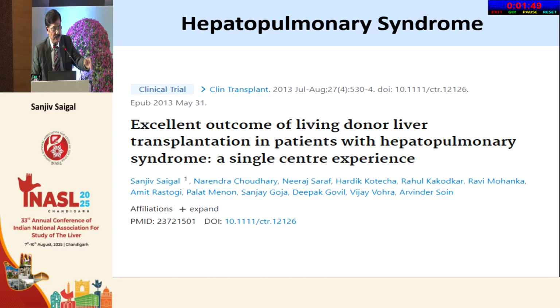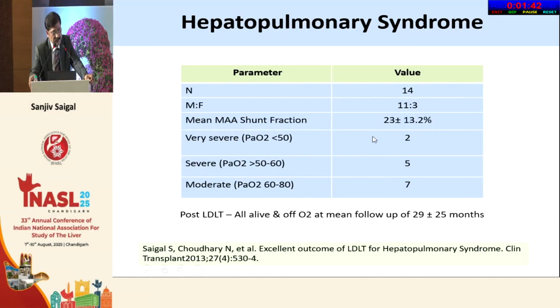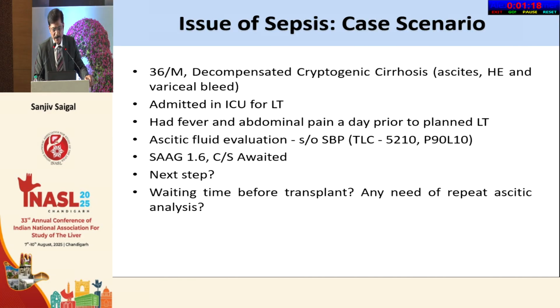HPS, we had a good experience. Narendra with me, we wrote an excellent paper on this. Our own experience, which I still think is one of the best in LDLT scenario from country to country. About 7 patients had severe or very severe hepatopulmonary syndrome, very well managed, sicker patients, needed pre-op all the measures, post-op ICU care, ventilation, and so on. But nearly all of them actually survived and did very well. Now the series is much longer, much bigger, but this was a decade back. So I think that HPS we can deal with very nicely in a very sick ICU patient.